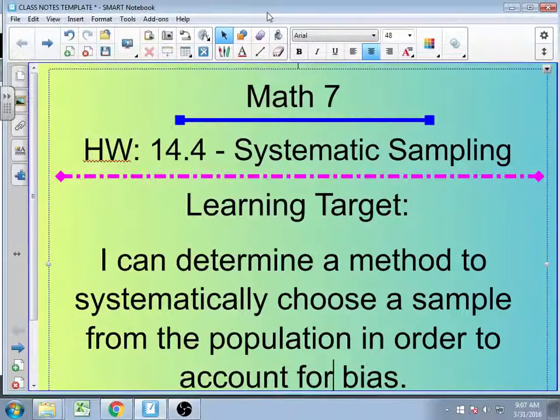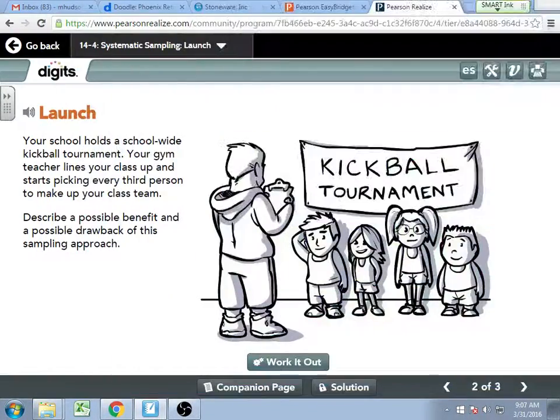Because I haven't been here, I need you to tell me what we've been doing. So what about sampling? What about populations? Who can paraphrase what you've done? Bella, give me a little bit. We learned about samples and population. So what's a sample? What's a population?